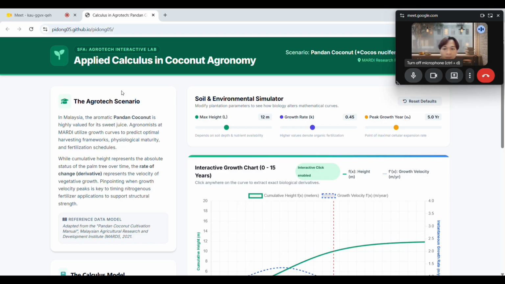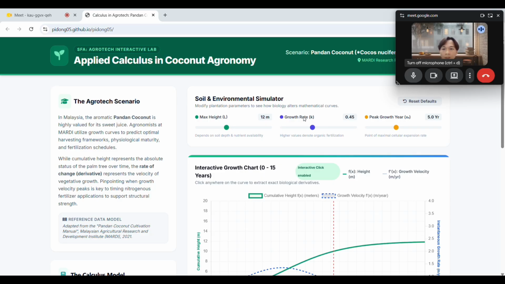And now, let's see how the HTML application works interactively. On the top left, we can see the architect scenario. The background of the study from the MOHD manual is displayed, along with the logistic function calculus formula used. On the top, we can see the soil and environmental simulator.